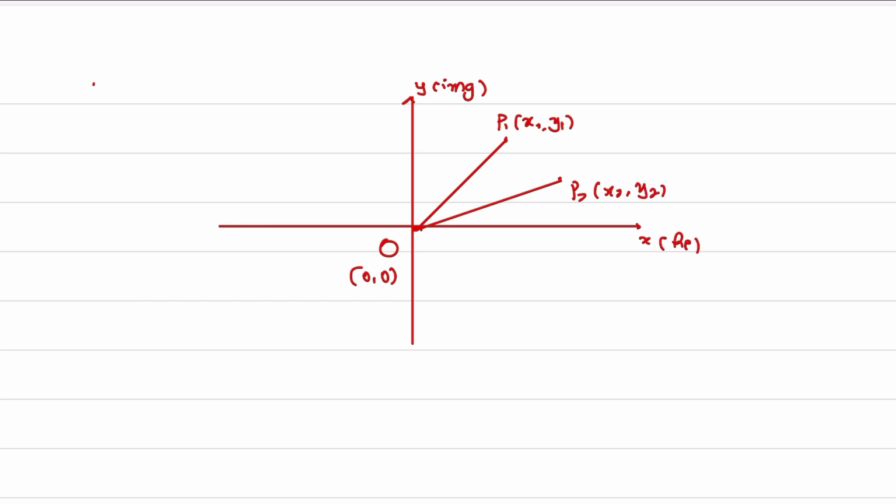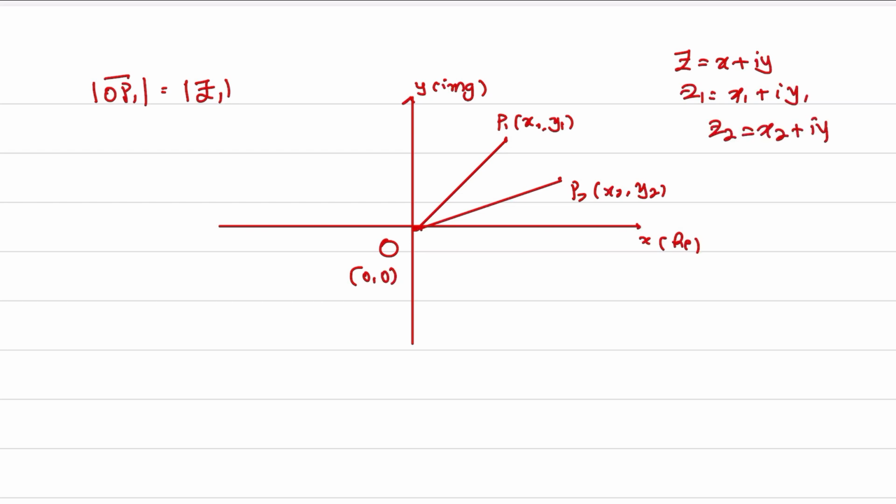I have already shown you in the first introductory class on complex numbers that the magnitude of the vector OP1 is equal to the magnitude of the complex number Z1. Z is equal to x plus iy. Z1 is equal to x1 plus iy1. Z2 is equal to x2 plus iy2. And the magnitude of OP2 is nothing but the magnitude of Z2, that is, the magnitude of x2 plus iy2.